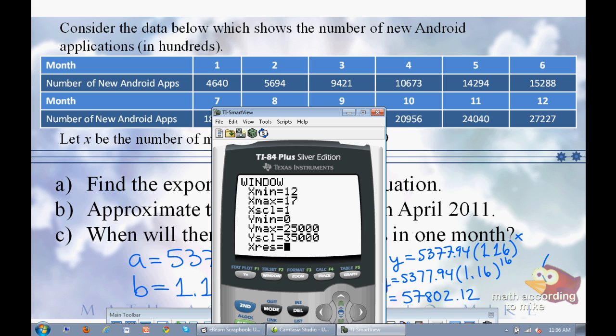And what would it be? Oh, Mike, yes. You put those in the wrong place. I know. All right, as long as you know. Good job. Why don't we make the scale 5,000? Doesn't really matter there. And just hit graph.